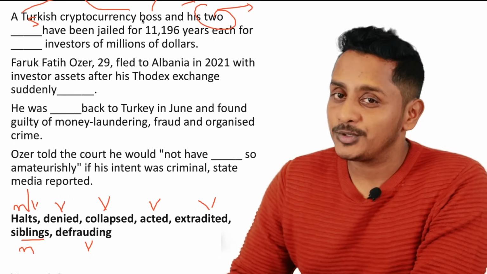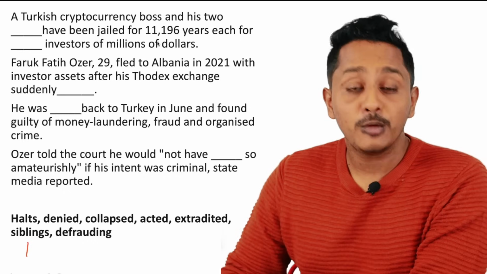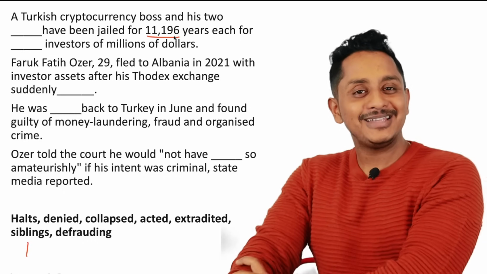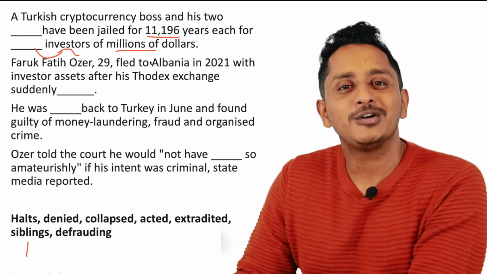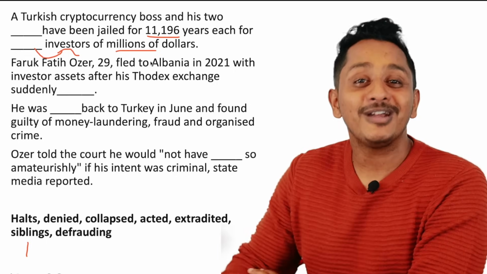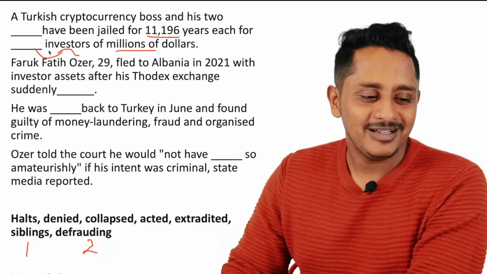A Turkish cryptocurrency boss and his two siblings have been jailed for 11,196 years each for dash investors of millions of dollars. The cheating term, right? It's called defrauding. Defrauding investors, you need to know them, context.